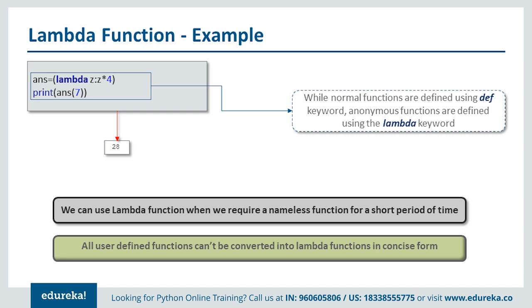Normal functions are defined using the def keyword, but for these anonymous functions the lambda keyword is used to define them. In this case you can see we are creating a particular Lambda function in which we use z multiplied by 4, and when we pass the value 7 to it as the answer, 7 gets multiplied with 4 and we get a response of 28. You can see that during the assignment itself we are able to do this execution and get the final output as 28.